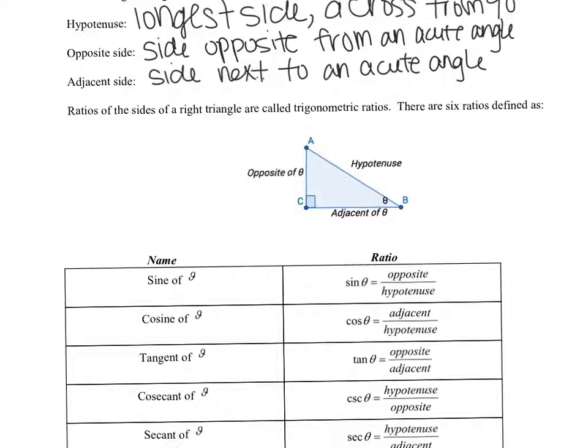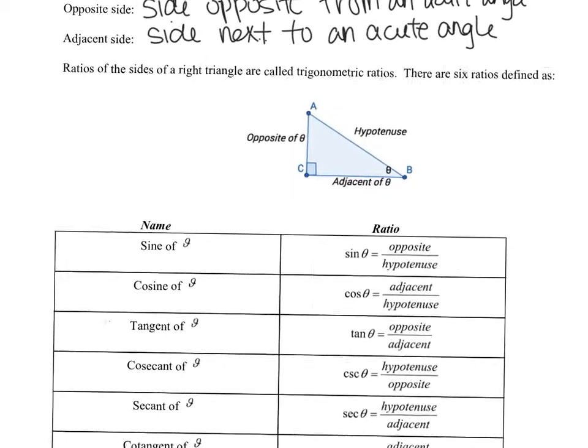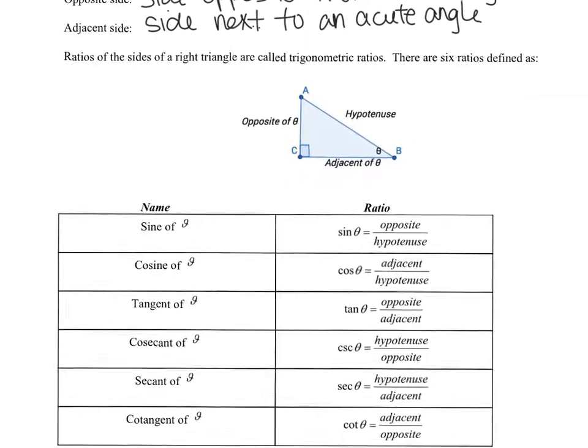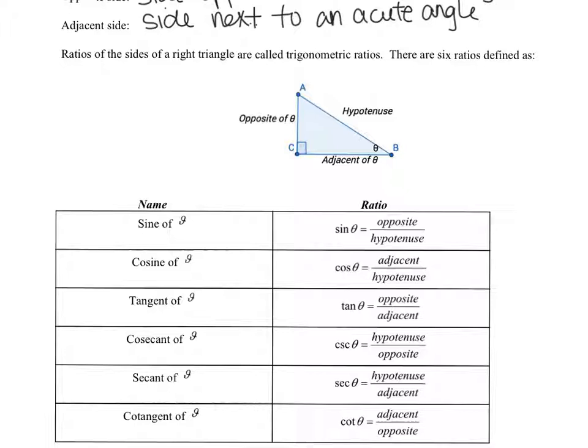So the 3 that are familiar should be sine, cosine, and tangent. Sine is the opposite over hypotenuse. Cosine is the adjacent side over the hypotenuse, and tangent is the opposite side over adjacent. So you may have heard this referred to as SOHCAHTOA previously to help you remember the trig ratios for sine, cosine, and tangent.